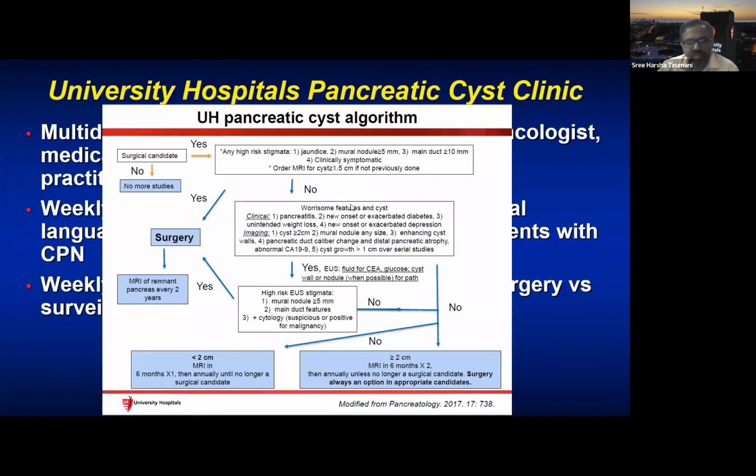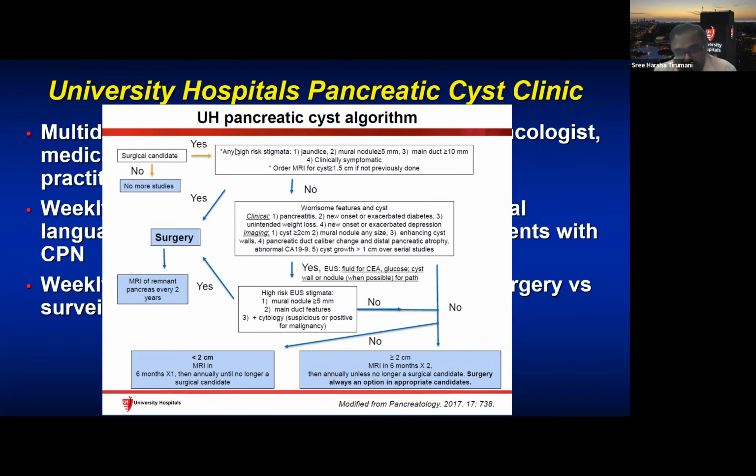And as I mentioned before, there is some contradiction between the various guidelines. So every institution should probably use their own guideline, which is based on these existing guidelines. In our institute, we try to modify the IAP guideline, and we mainly determine whether the patient is surgical or not surgical. If there is no surgery, then no more studies.